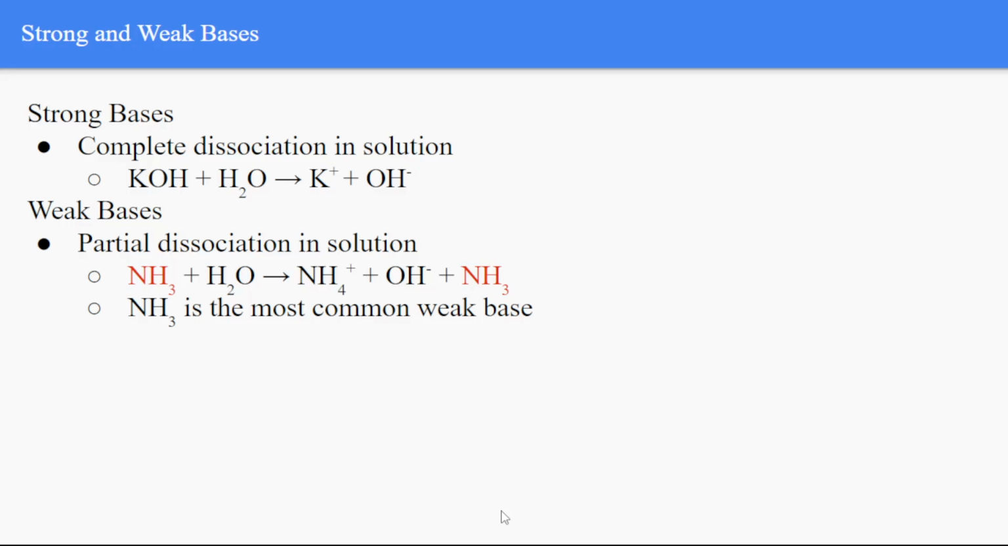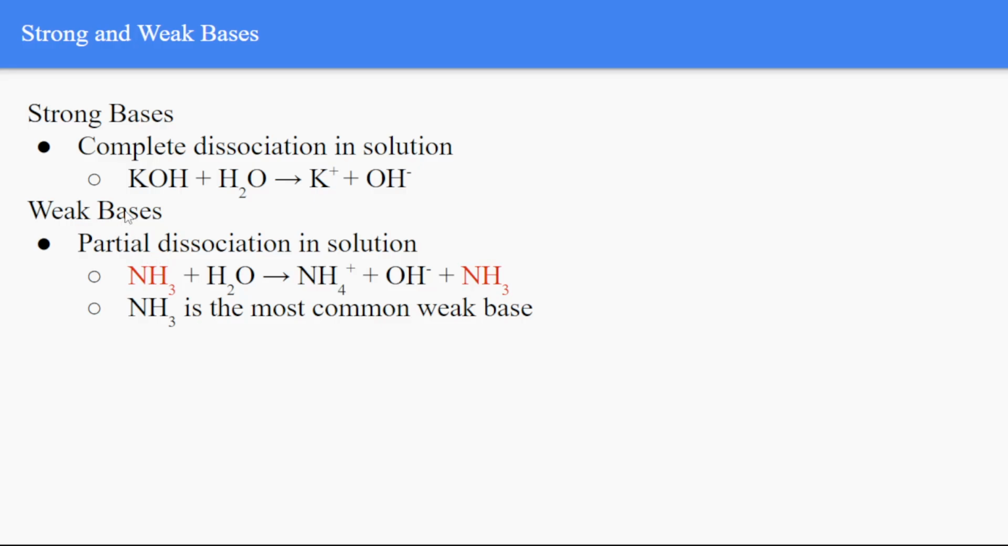Now, strong bases are similar to strong acids because you have complete dissociation in solution. Metal hydroxide is a base, complete dissociation. The fact that you have OH hydroxide in that solution, that's an indicator that this is a base. Complete dissociation means that it's a strong base.